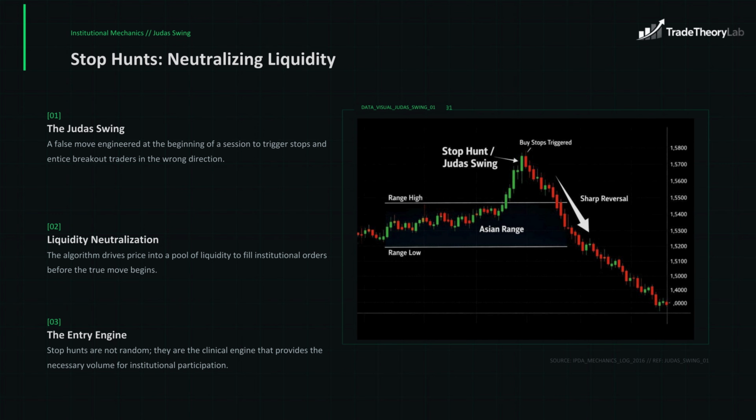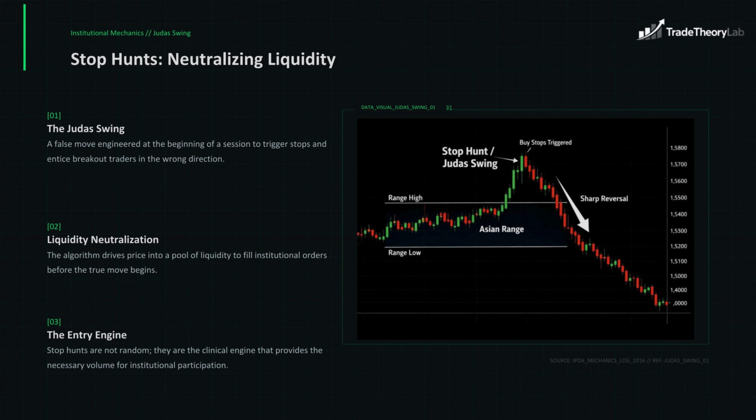The stop hunt is perhaps the most misunderstood phenomenon in trading. Retail traders often feel like the market is out to get them, as if a shadowy figure is watching their individual account. While it isn't personal, the sentiment is technically correct. The algorithm is designed to seek out stops. A stop hunt is a deliberate move into a pool of liquidity above an old high or below an old low to neutralize those orders before price continues in its true intended direction.